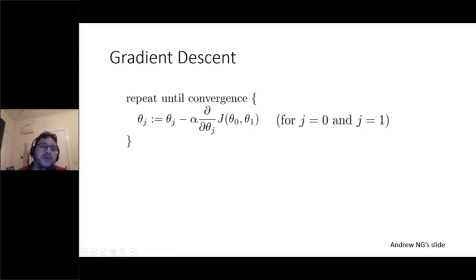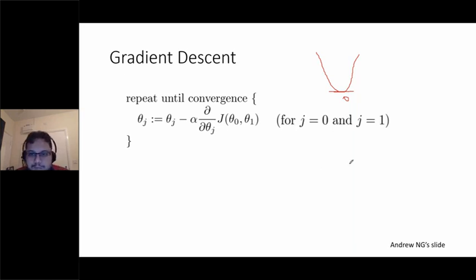We keep doing it until we reach the minimum, until the gradient becomes what? When we reach the minimum, what happens to the gradient? Zero. Equals zero. Flat. When we are here, the gradient is flat, which means zero.